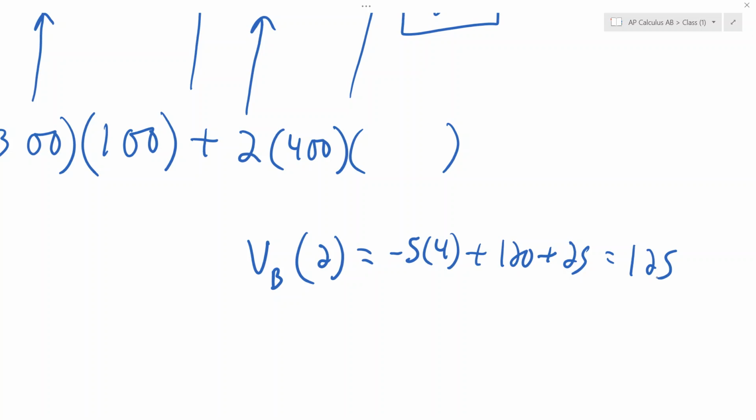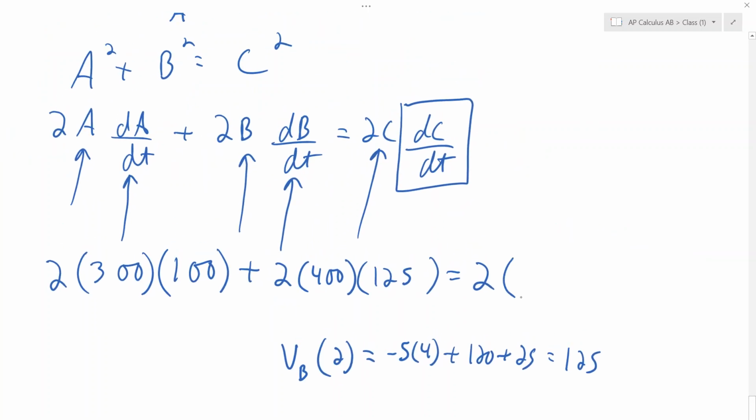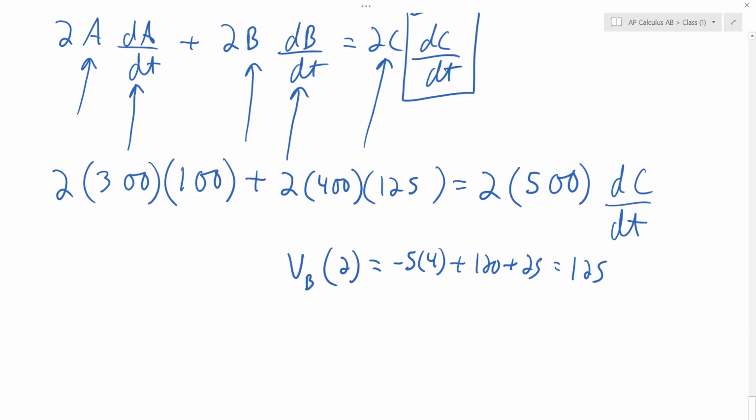They gave you that equation in part D. It says V sub B. That's the velocity of B, which means that's how fast the distance of B is growing. It's 125. And that has to equal 2 times C, which you have to find here, but again, if one leg of a right triangle is 300 and the other leg is 400, the hypotenuse has to be 500. And dC/dt, so now the only thing we don't know is that.